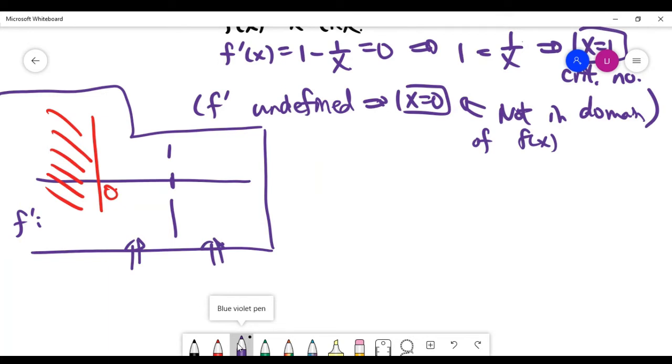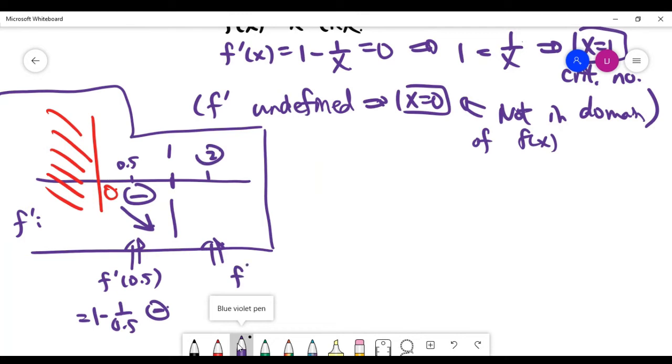For example, you can choose maybe 0.5 in this first interval, and you can compute f prime of 0.5. So the answer is a negative value, and we can mark it as negative. Negative means we expect that the graph is decreasing, the tangent direction is going down. And similarly, we can choose the point 2. Then f prime of 2 is 1 minus 1 over 2, which is a positive value, which means the graph is increasing from there. So that's pretty much the sign table of f prime.